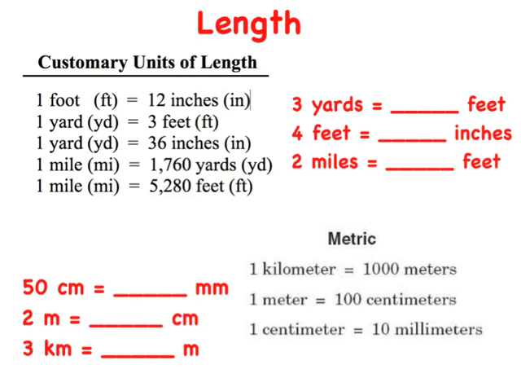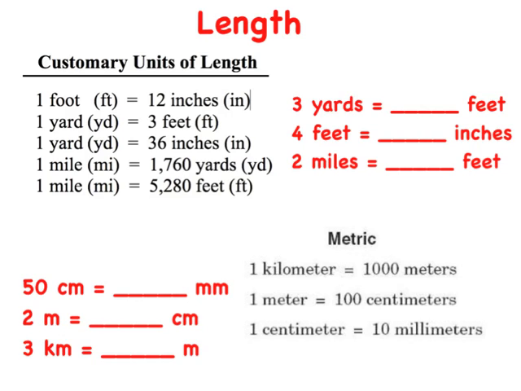And we have to understand that there are 12 inches in 1 foot and 3 feet in a yard, like a yardstick. And if there are 3 feet in a yard, then that means there's 36 inches in a yardstick. And then there are 1,760 yards in a mile. And if there are 3 feet in a yard, then that means that there are 5,280 feet in a mile. So let's see if we can take some of these units and convert some of them.